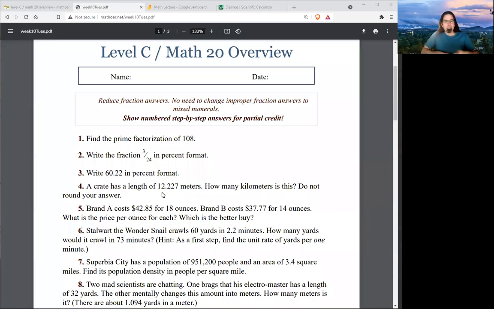Now we're recording for the people who aren't here. Welcome to week 10, the last week of Level C Math. We're just going through a practice final.